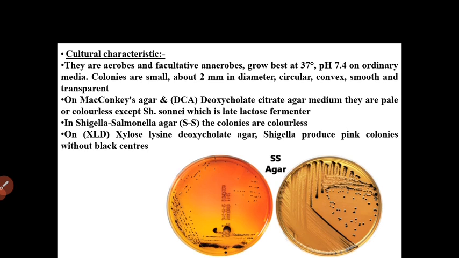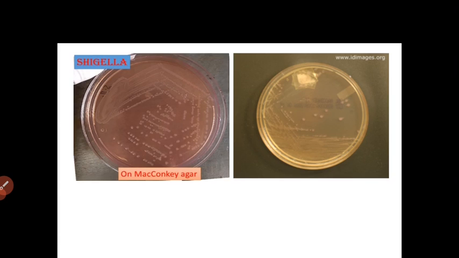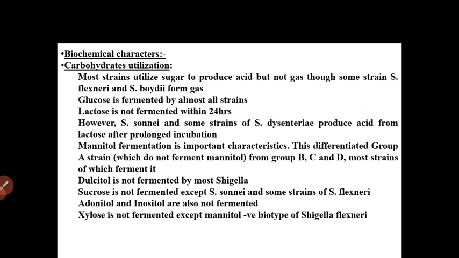Here you can see the images. This is SS agar image, Salmonella-Shigella agar. This is on MacConkey and this is nutrient agar. First is MacConkey, second is nutrient. Next, biochemical characters. Now, carbohydrate utilization.